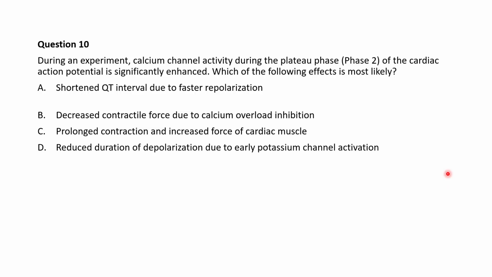Good job. So it is indeed option C, which is prolonged contraction and increased force of cardiac muscle. As we saw earlier, phase 2, or the plateau phase, is maintained by a balance between your calcium influx and your potassium efflux. So if you have increased calcium channel activity, that means you have increased calcium entry. This would prolong the plateau phase and enhance excitation contraction coupling, and that could lead to stronger and longer lasting contractions of the muscle.